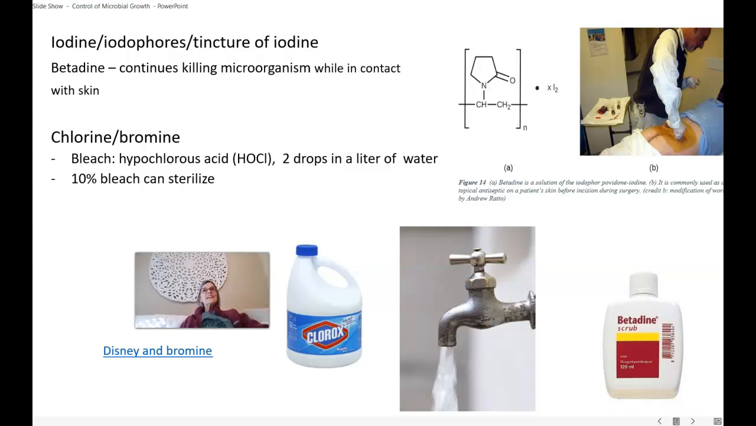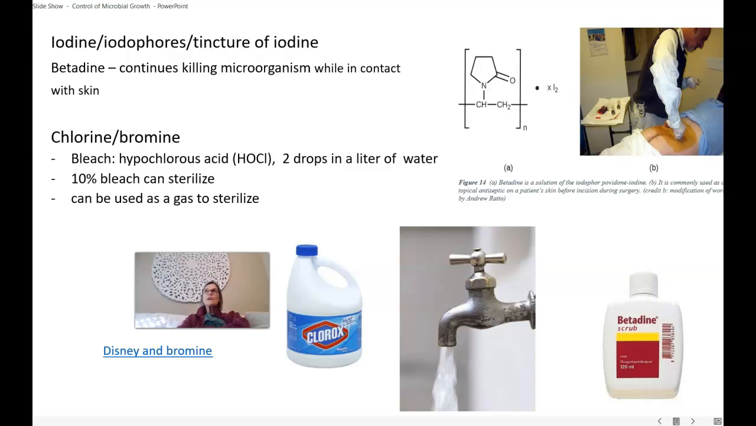10% bleach can actually sterilize. You can use bleach to kill endospores. At higher concentrations you're not going to get any better effect than sterilization of 10% bleach. You never need a stronger mixture than that.